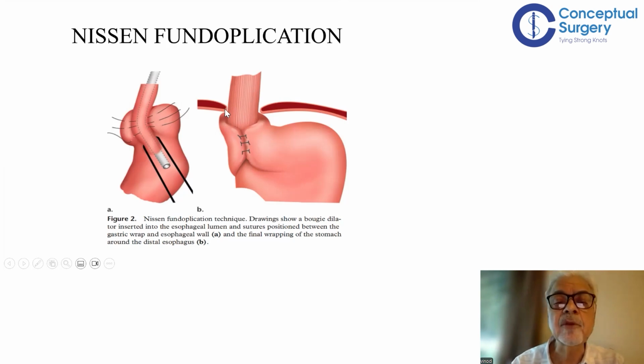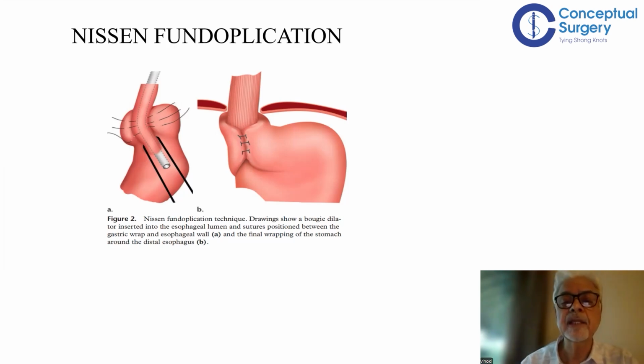After narrowing the hiatus, whatever we are doing, we want it to stay within the domain of the abdomen. It should not move up. So that is what we have to create. And when we have done this operation, it is considered to be a 360-degree wrap around the esophagus.